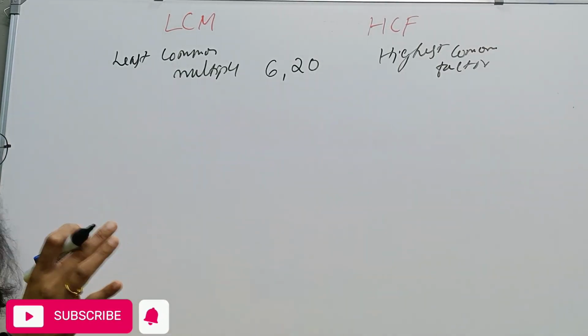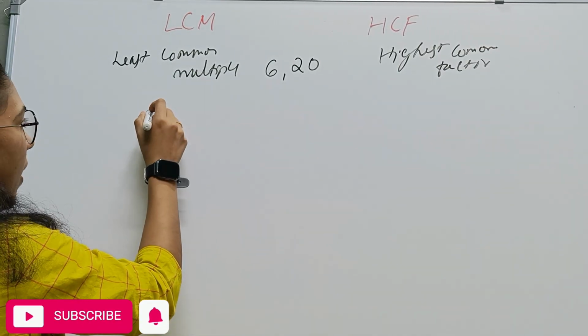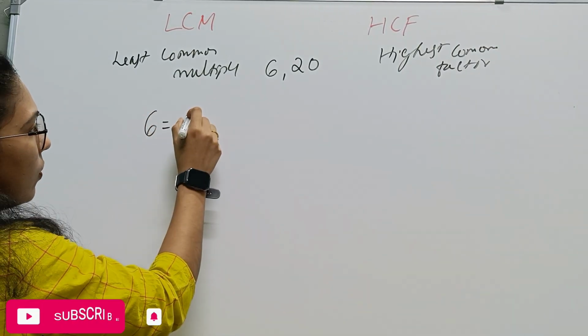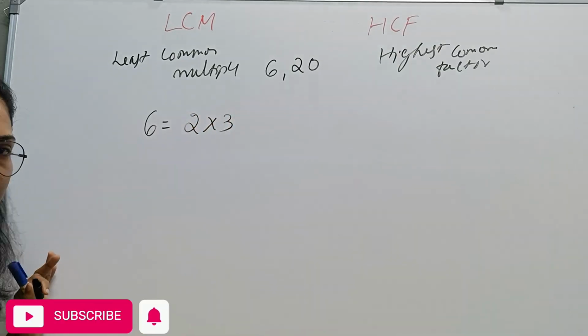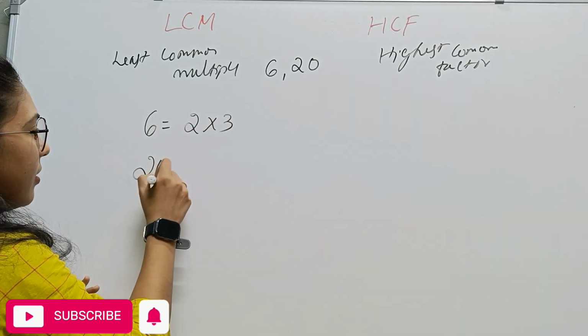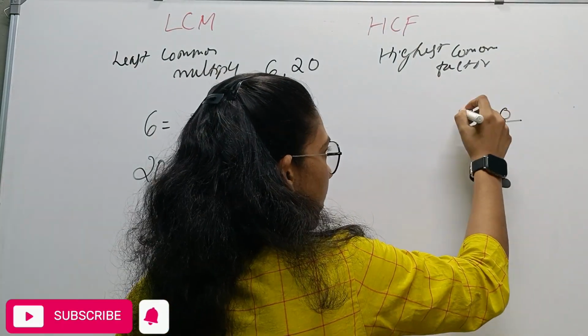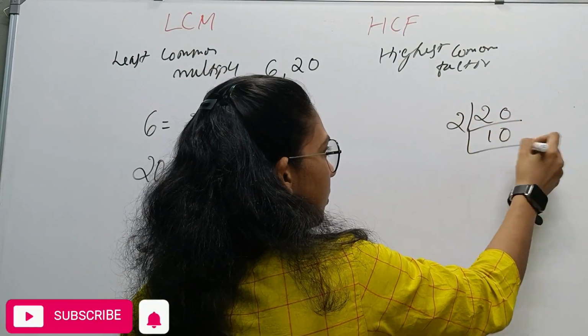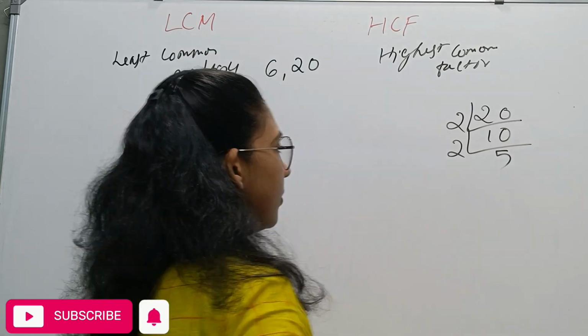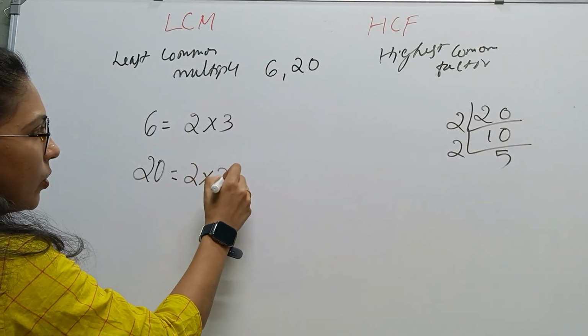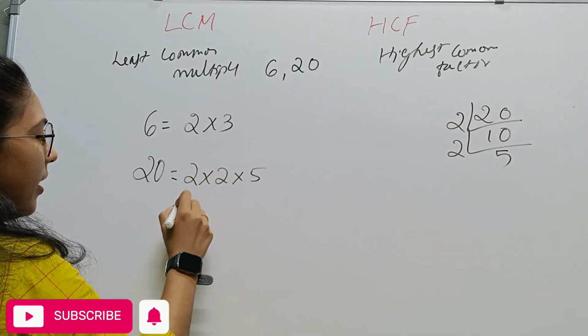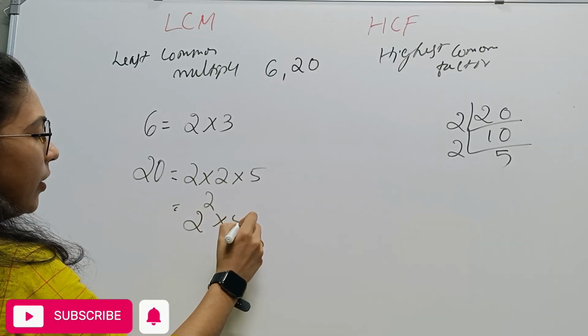Okay, so 6 and 20. First we have to factorize these two numbers. The factors of 6 are 2 into 3. Then next is 20. What are the factors of 20? 20 can be written as 10 into 2, that is 2 into 5, so 2 square into 5.